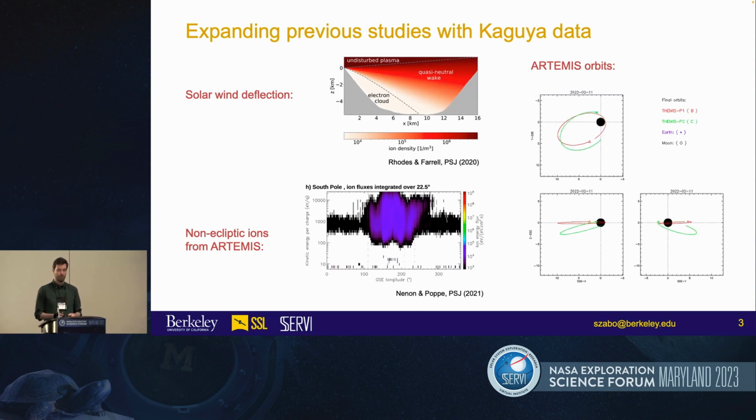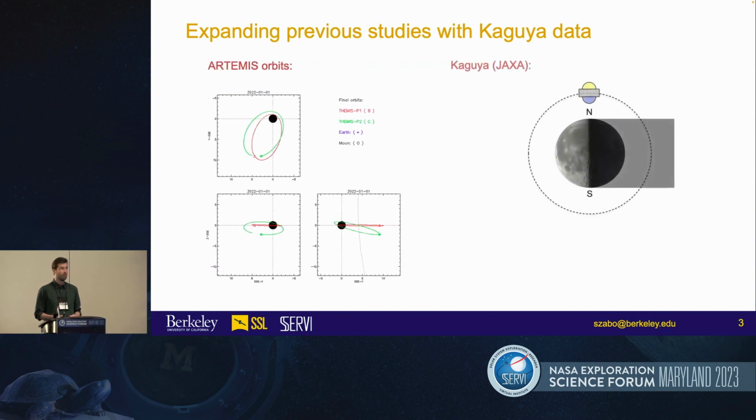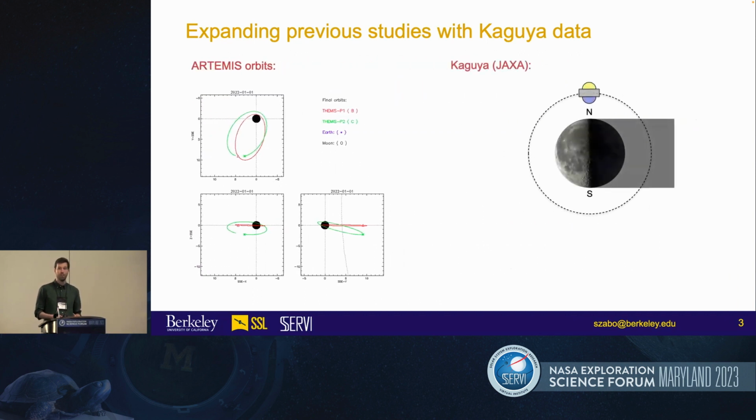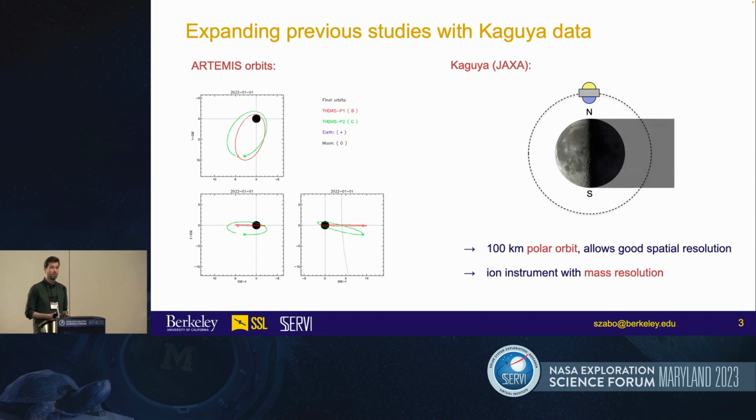and you have to extrapolate polar fluxes from measurements further away from the moon. Now, in order to build on these THEMIS ARTEMIS measurements, we have now looked at data from the Kaguya mission, which was orbiting the moon for about 2 years between 2007 and 2009 in about a 100-kilometer altitude polar orbit. It also has one ion instrument that has mass resolution, which is not the case for THEMIS ARTEMIS. So it's an additional advantage that we can use here to expand previous studies.